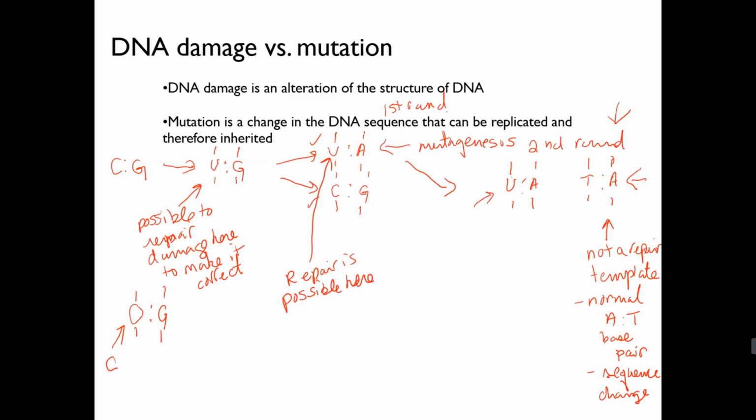But I hope you'll note that if you do remove the U here, the result of the repair event is still not going to be correct, because you'll have something blank that's opposite an A. And if you use this strand as a repair template, you're still going to get a mutagenic outcome. So basically it's pretty critical that you take care of the damage prior to replication so that you're not altering the repair template.